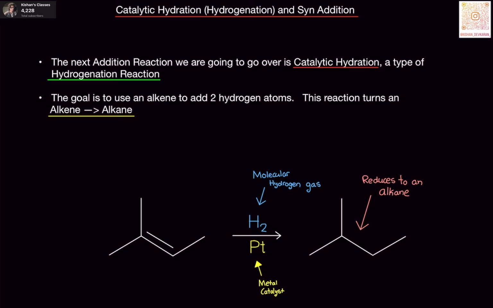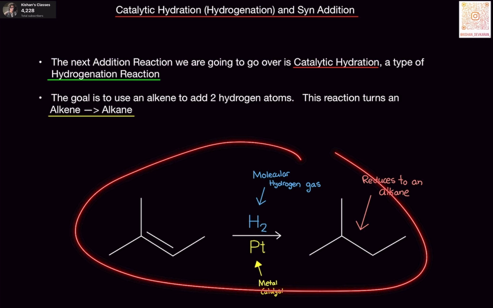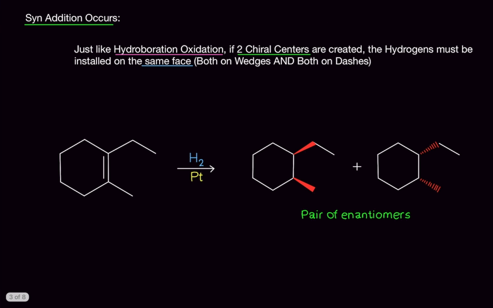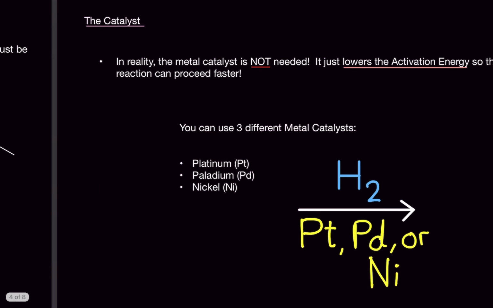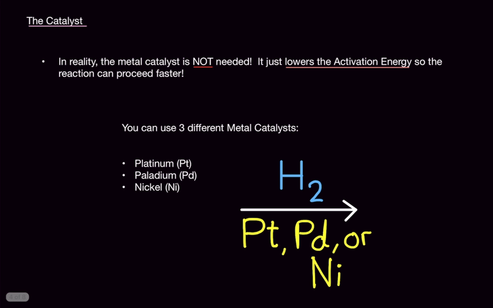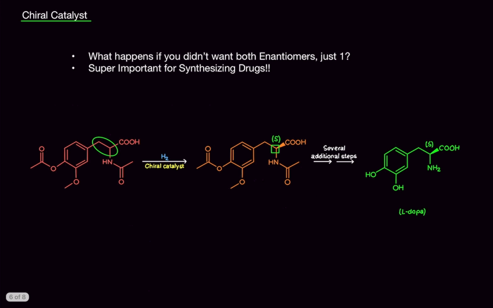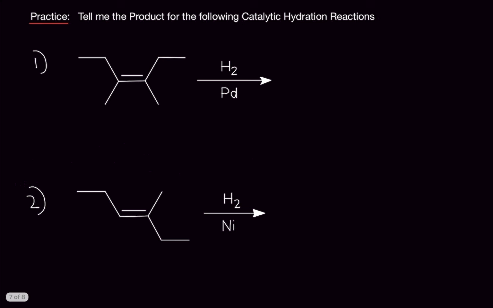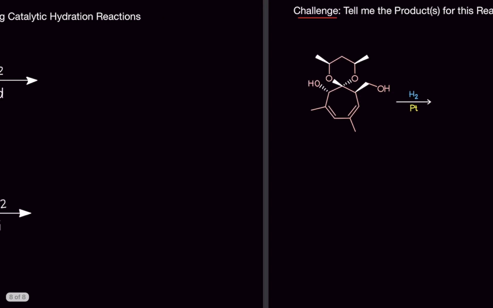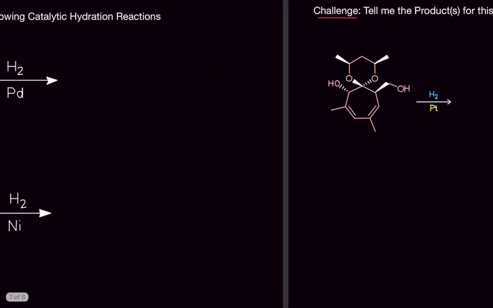So here's what we're going to do. I am first going to talk about what is the mechanism, like what's going on. Then we're going to talk about Syn Addition. We're going to talk about the catalyst. Then the big picture. Why is this super important? Then we're going to go over chiral catalysts. And we're going to do some practice problems and then a challenge problem.